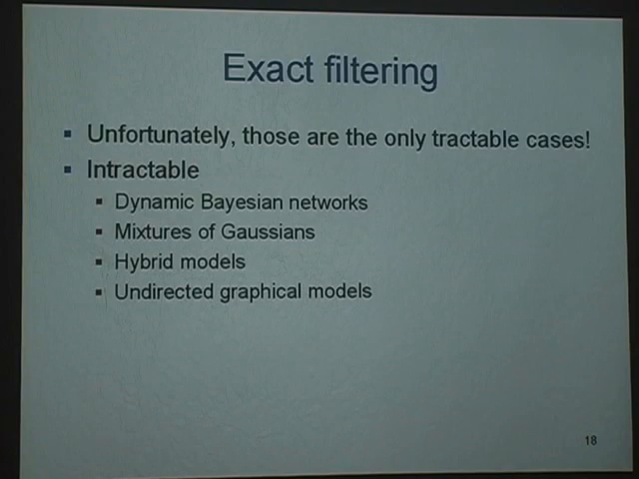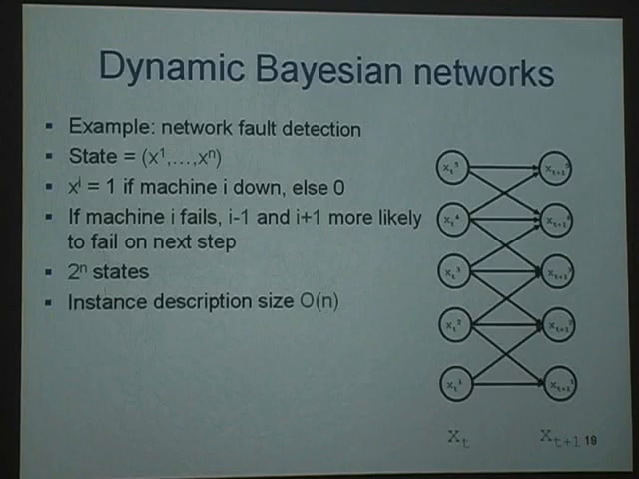But that's where the good news ends, because those are the only tractable cases. It turns out that many popular families of probabilistic models are all intractable for this exact filtering update. This includes dynamic Bayesian networks, mixtures of Gaussians, hybrid models of various sorts, undirected graphical models. I won't go into all of these, but let me just talk about one, dynamic Bayesian networks. On the right here, I've shown a dynamic Bayesian network. The basic idea is that for DBNs, the state x is divided into variables, let's say x1 through xn in this case, and the dependency model is local in some sense.